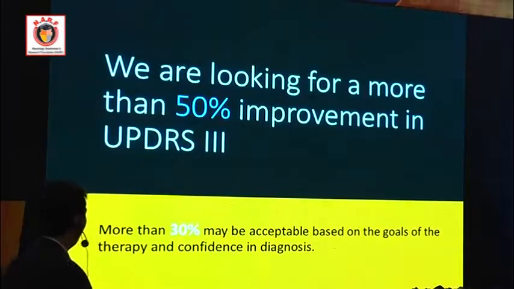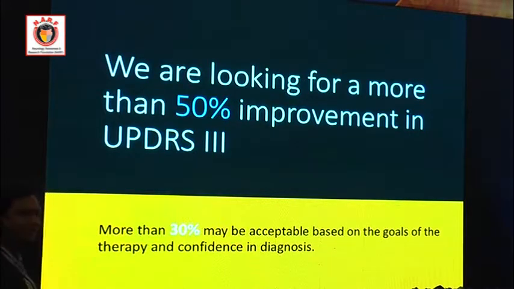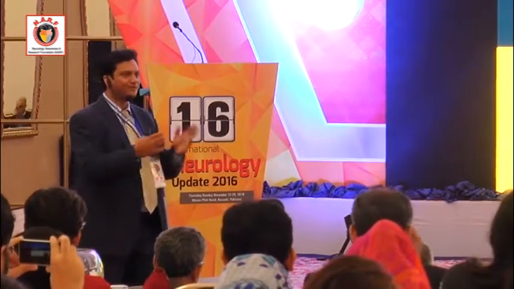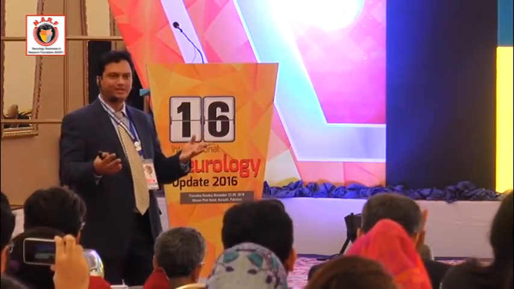And then we are looking for more than a 50% improvement in rating scale. We use the Unified Parkinson's Disease Rating Scale. Maybe 30% is acceptable based on the goals. If he had a severe tremor and some gait problem, and you do the score, and the score is only 30% better, but the tremor separately is nearly 100% better, and other gait is not better at all, then you may still consider DBS.